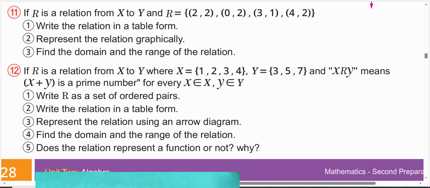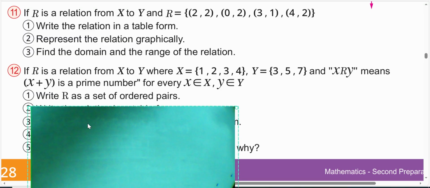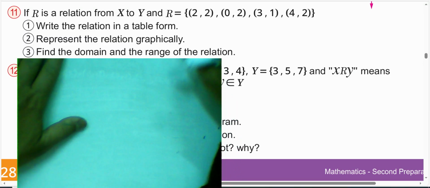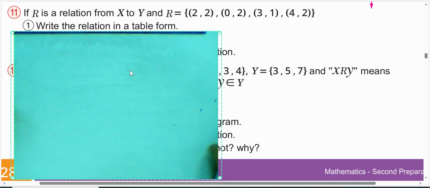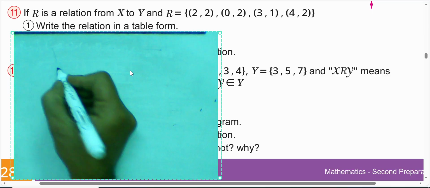Number 11. If R is a relation from x to y and R equals (2, 2), (0, 2), (3, 1), (4, 2), write the relation in table form. I will write the relation here in this table.